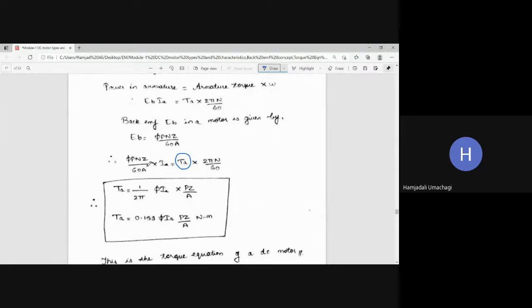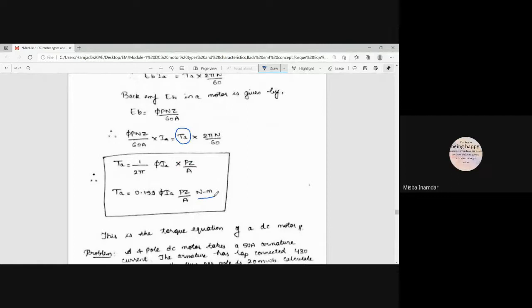On rearranging, TA is equal to 1 upon 2 pi into phi IA PZ by A. So this 1 upon 2 pi is a constant. If you solve it, this 1 upon 2 pi value will be 0.159. Phi is the flux, IA is the armature current, PZ by A. And what is the unit for the torque?